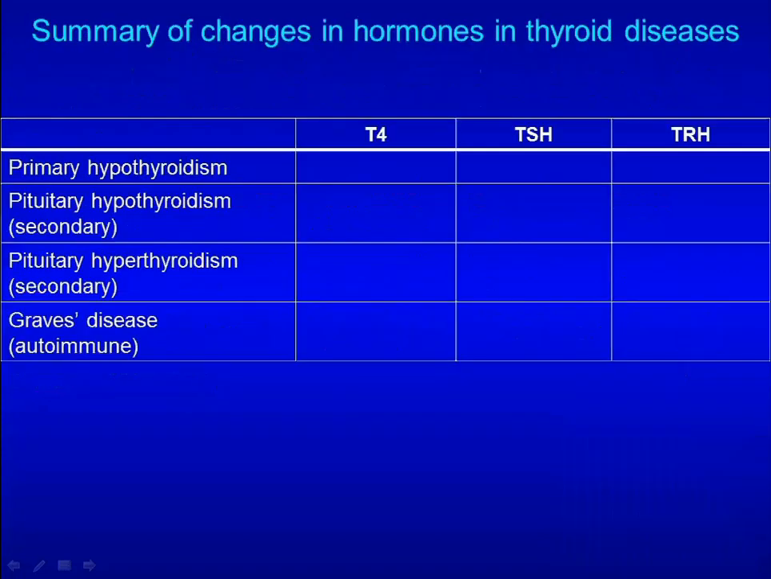Here is a summary of changes in hormones in thyroid diseases. Primary hypothyroidism is caused by inability of thyroid glands to produce thyroid hormones. As a result, T4 levels decrease. With low level of T4 and T3, TSH and TRH are not subject to negative feedback inhibition. Their levels rise.